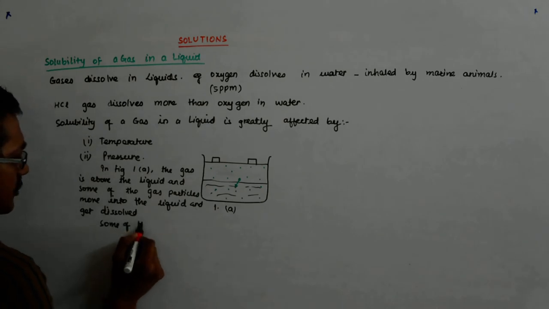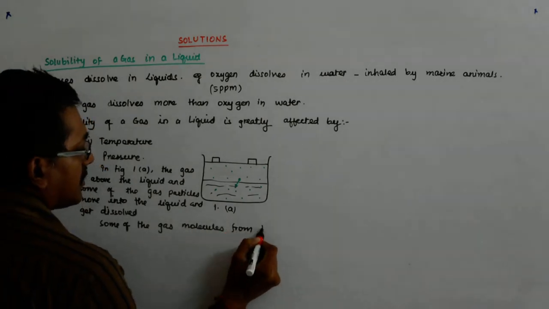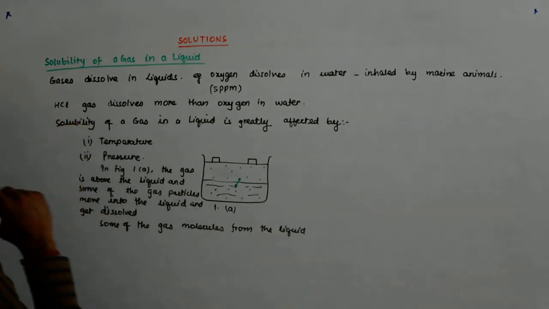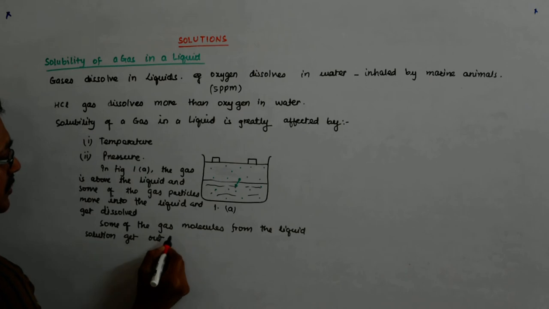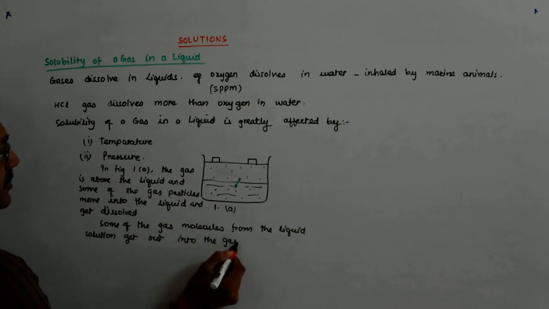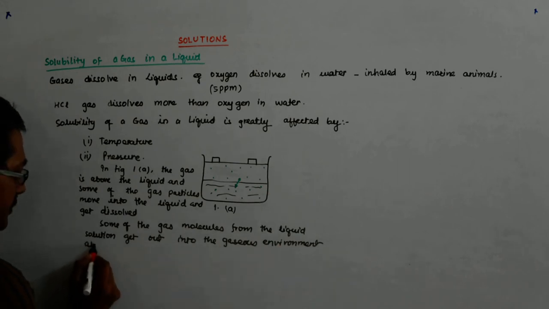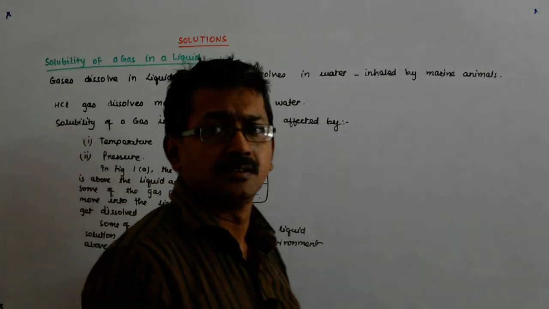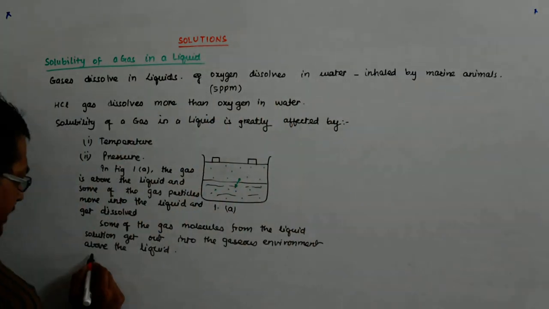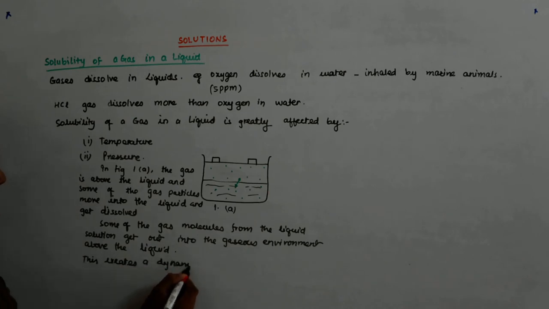Some of the gas molecules from the liquid solution get out into the gaseous environment above. Okay? Environment above the liquid. Now what happens? Due to that, there is a dynamic equilibrium. Correct? This creates a dynamic equilibrium at a given pressure, correct?